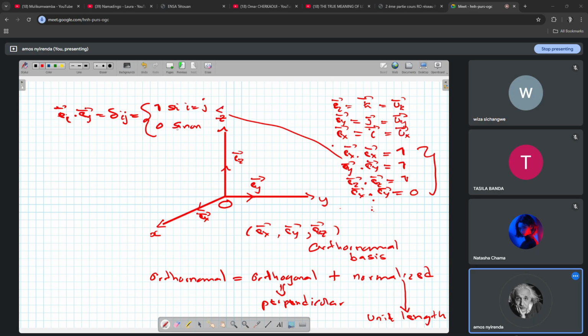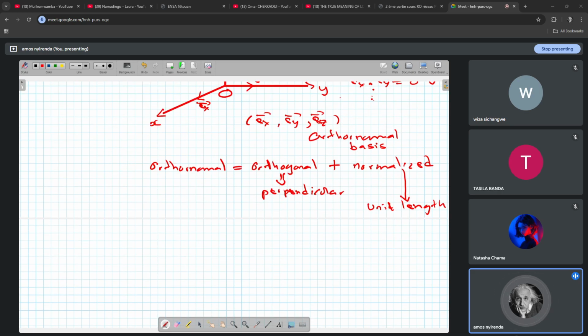Is that okay? Is it fine? Shall I move on? So EI.EJ is the Kronecker symbol. So this is known as the Kronecker symbol, like so. Kronecker. The Kronecker symbol. It is 1 if I is equal to J, and then it is 0 otherwise. So this is what we have.